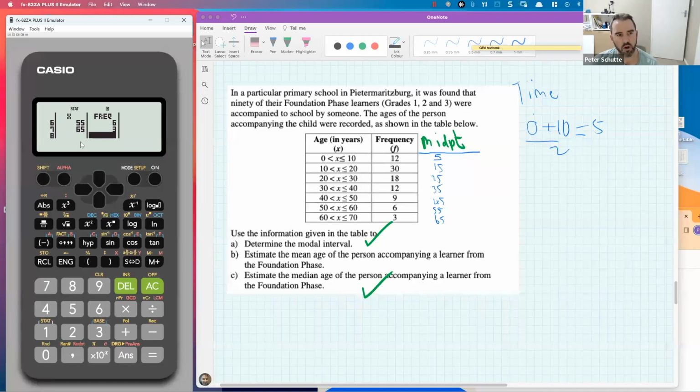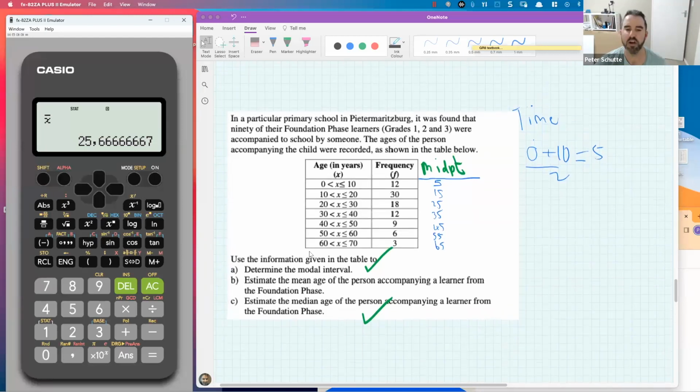So now I put all my data. Now I want my estimated mean. I'm going to hit AC. I go shift 1. Then I go 4 for var. And I go 2 for the mean. And you should get 25.6667. Now, this is an estimated value for the mean using a grouped data table.